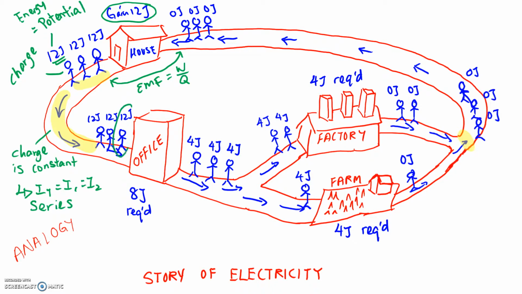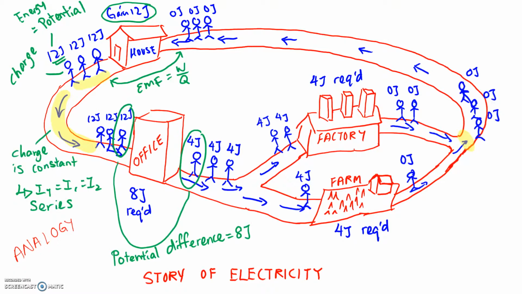Now we notice that before entering it is 12 joules. After it enters, it's only 4 joules. So what is the difference in the potential? This is known as the potential difference. And you notice that the potential difference is actually equal to 8 joules, right? 8 joules per 1 coulomb of charge. So this is your potential difference.